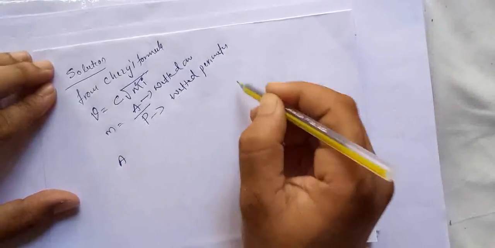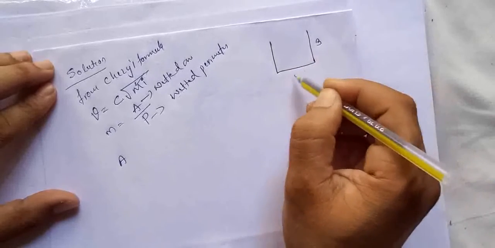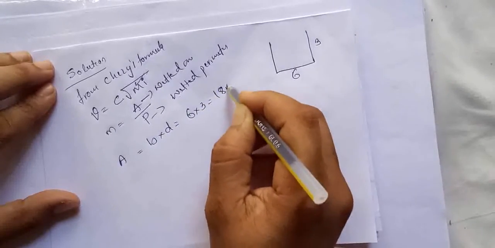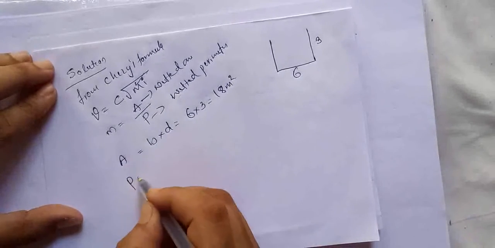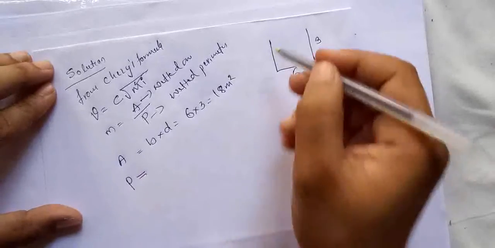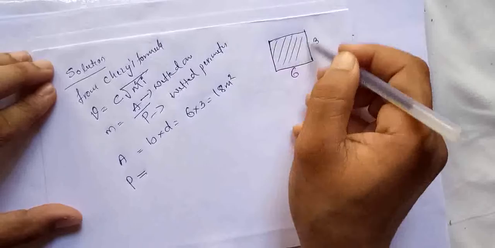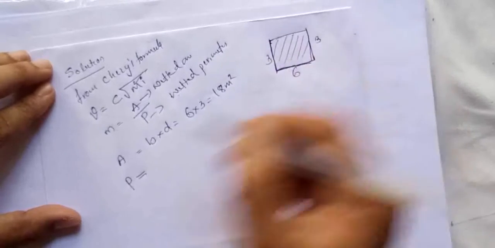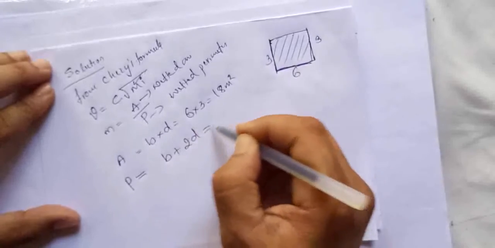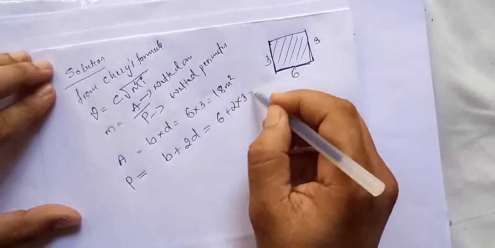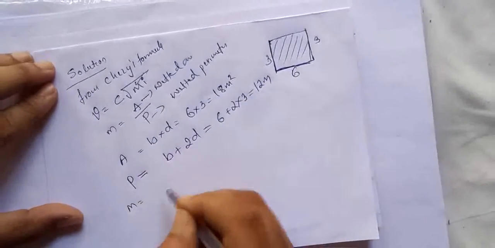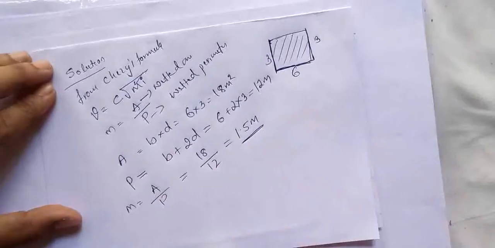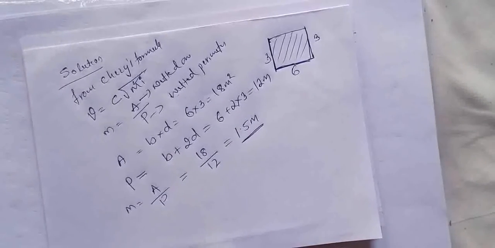So how to find out A? You already know the rectangular channel is 3 meter deep and the width is 6 meter. So A is equal to B into D is equal to 6 into 3 is equal to 18 meter square. Next we have to find out the wetted perimeter P. This is the water surface. The wetted perimeter runs from here to here to here. So it is 6 plus 3 plus 3, that is, width plus 2 times the depth. So P is equal to 6 plus 2 into 3 is equal to 12 meter. So M is equal to A by P is equal to 18 divided by 12 is equal to 1.5 meter. The unit of the hydraulic mean radius is meter.